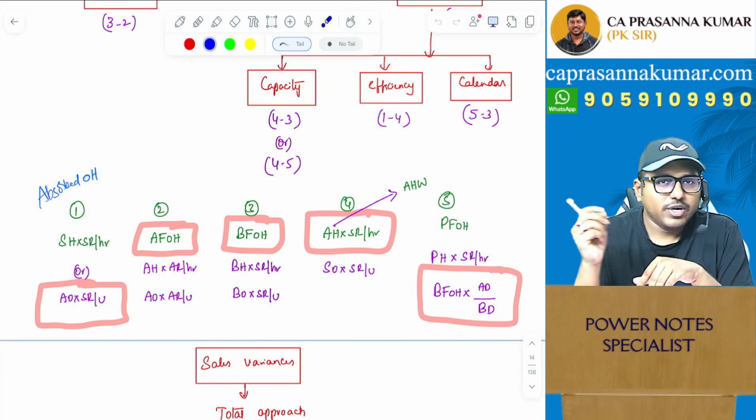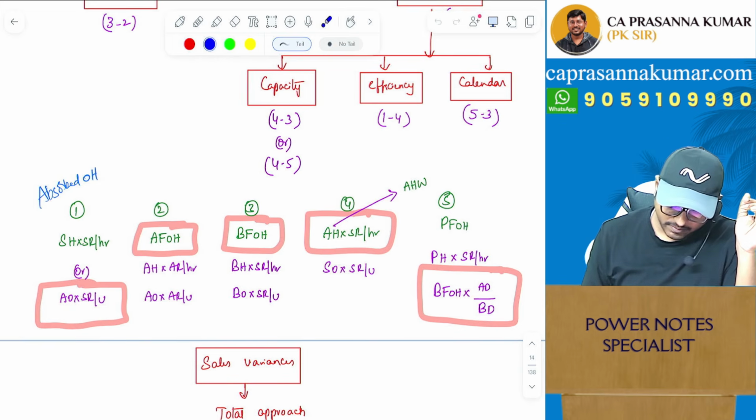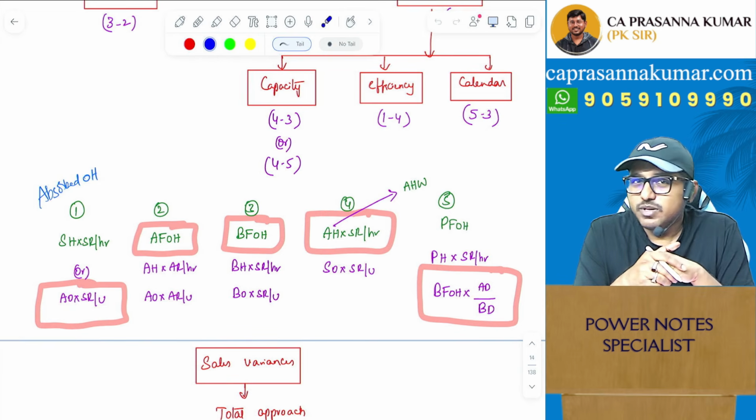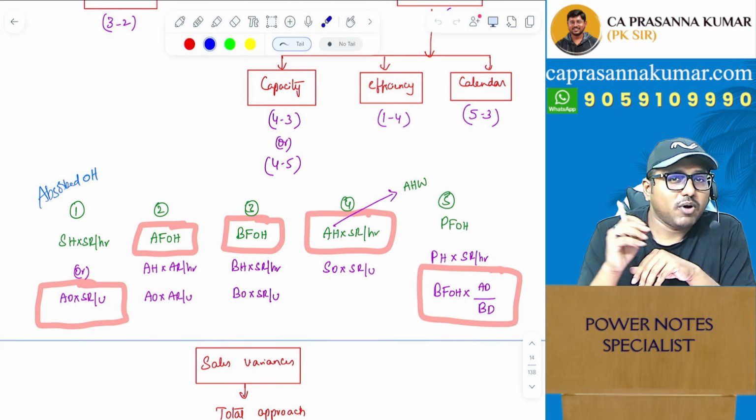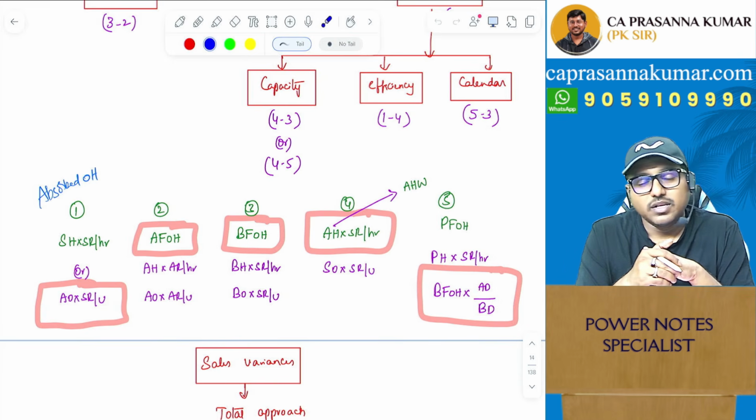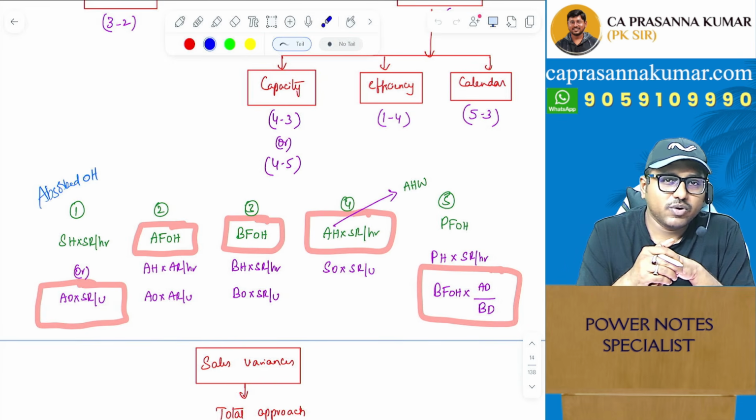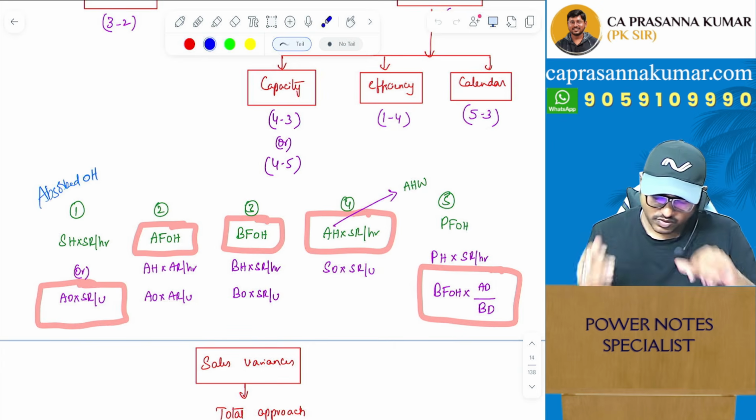Alternative formula, SO into SR per unit. Finally, possible fixed overheads can also be referred to as possible hours into standard rate per hour, or the frequently used formula, budgeted fixed overheads into actual days by budgeted days.